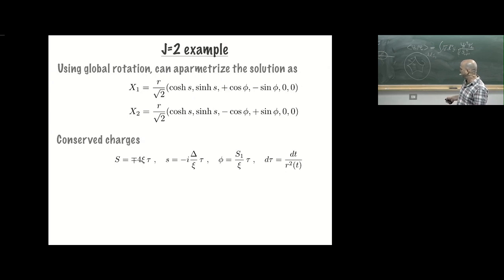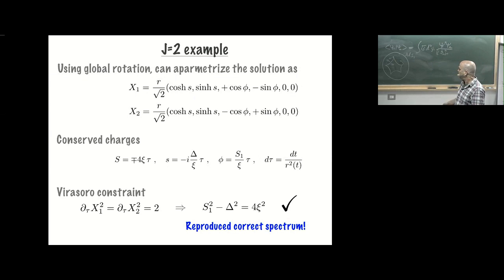Here tau is just the rescaling of time. And you see that phi, the angle here, is really measuring the spin. It's linear in tau, and s is linear in delta. Okay? So these are just the coordinates that are conjugate to the charges that we use to diagonalize. So this fixes the solution uniquely, and then one imposes the Virasoro constraint, and the Virasoro constraint becomes this constraint that automatically reproduces the spectrum we had before.